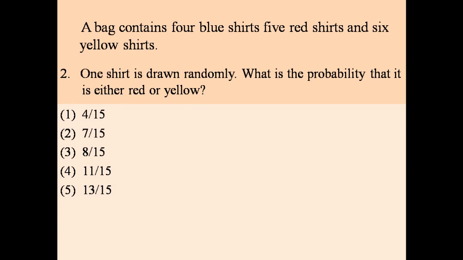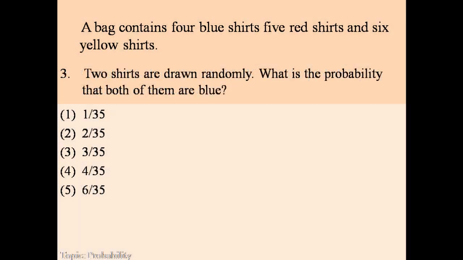Let us go to question number 3. Two shirts are drawn randomly. What is the probability that both of them are blue? Again, let us see. The same basic information is there: 4 blue, 5 red and 6 yellow. Here 2 shirts have to be drawn, and we want both of them to be blue. We don't want red, we don't want yellow.